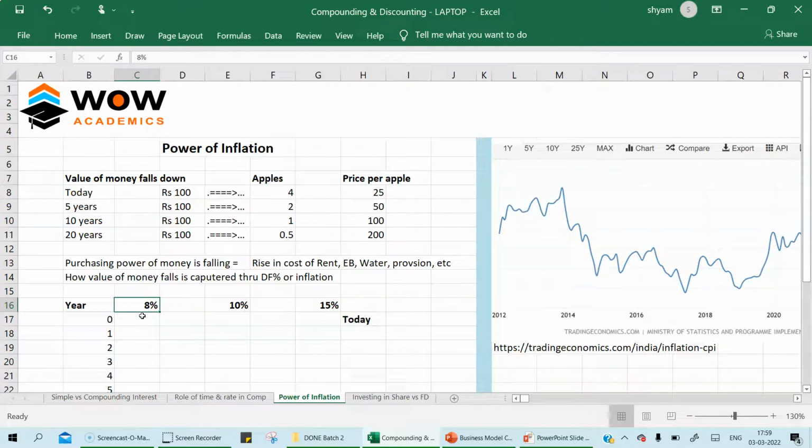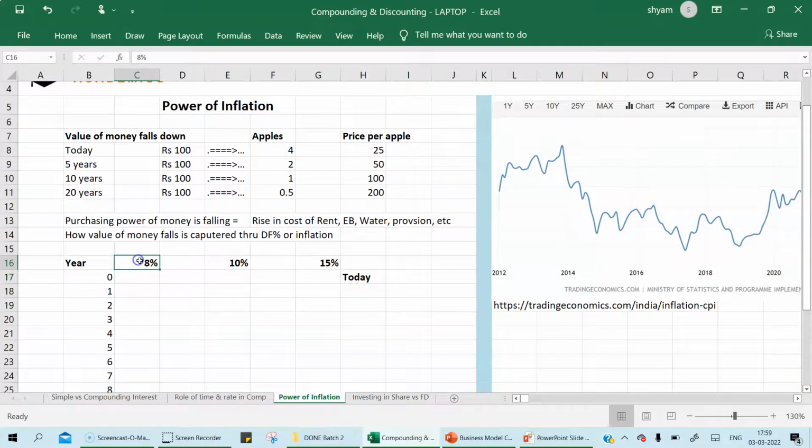Okay, so 8% I think is a reasonable rate. So what happens if we have a 10% inflation rate and a 15% inflation rate? We'll look at those also. Okay, so we'll start with the same amount. Say you have 1 lakh. The same you have it in the 10% and in the 15% scenario.